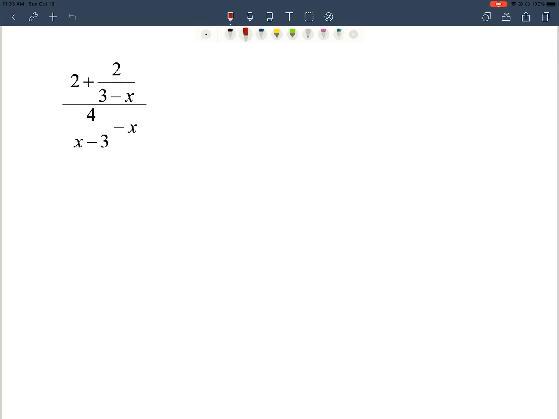Now we've got 2 plus the fraction 2 over 3 minus x, and that's our numerator, and we're dividing that by the fraction 4 over x minus 3 minus an x. When we look at this, the first thing to notice is that the only real denominators we have contain an x minus 3, and the other one has a 3 minus x. Remember, these are opposites.